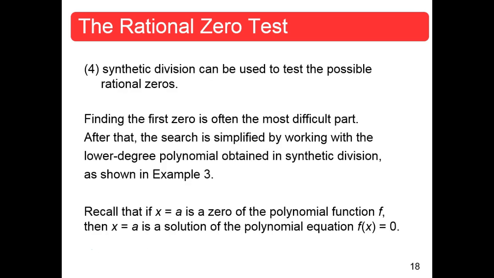Yeah, here's one more. Synthetic division can be used to test the possible rational zeros. Yes, that's what we've been doing, and that's really quick and easy. Finding that first zero is often the most difficult part. After that, the search is simplified by working with the lower degree polynomial attained by synthetic division. Every time you do synthetic division and get a zero remainder, then you have another factor, so you use the simpler one.